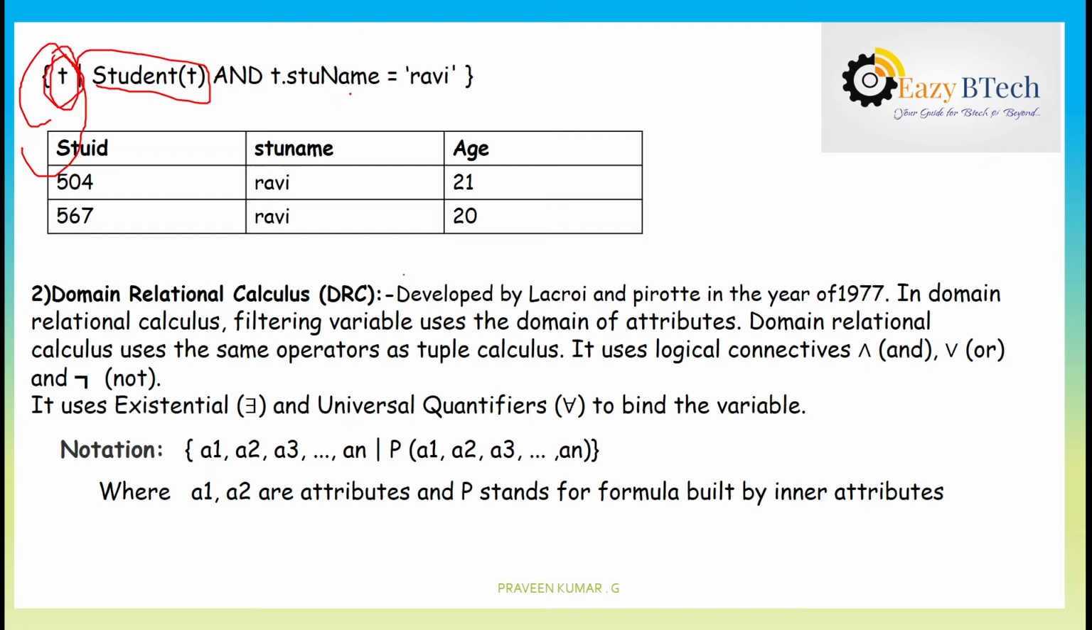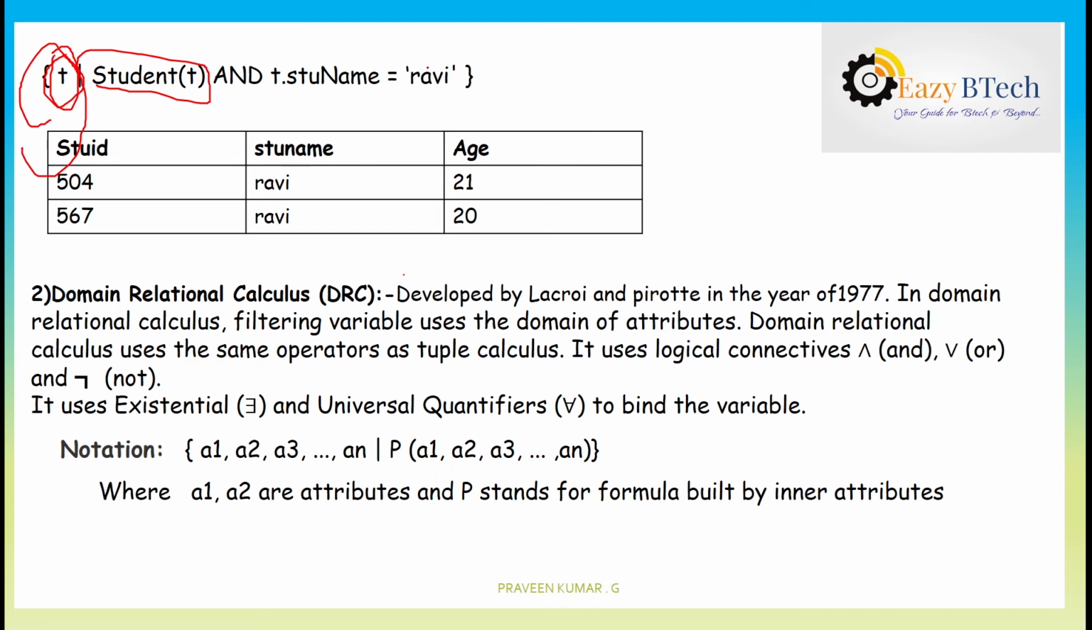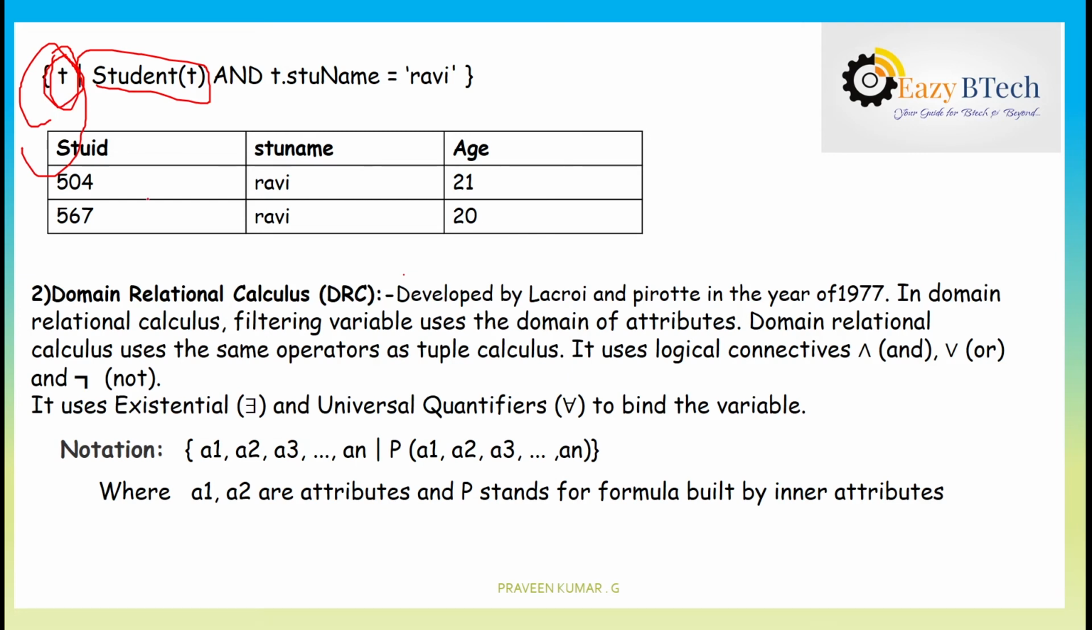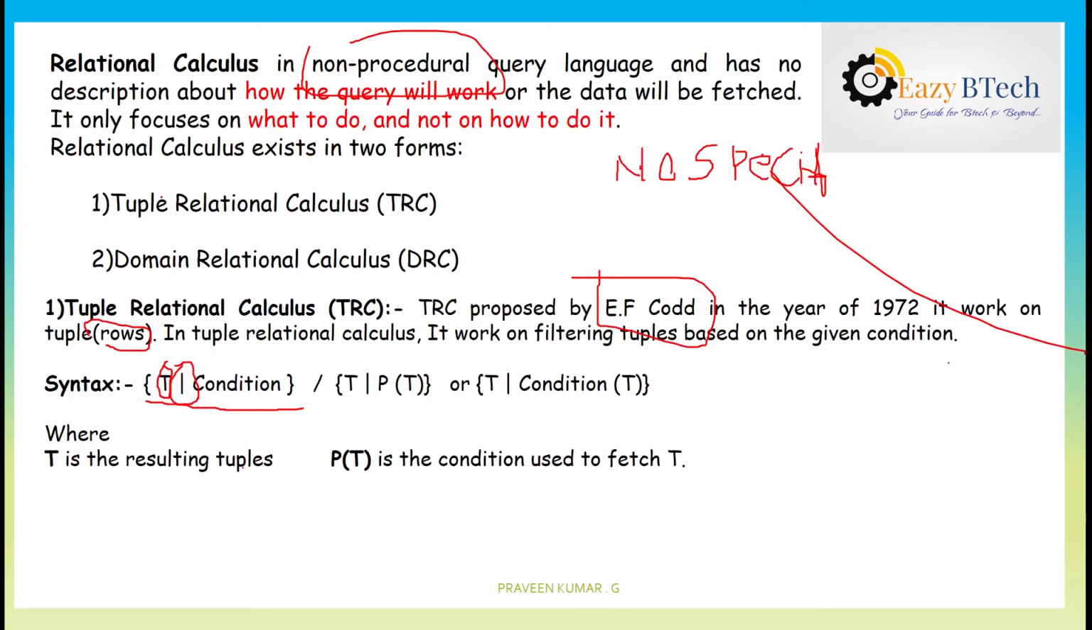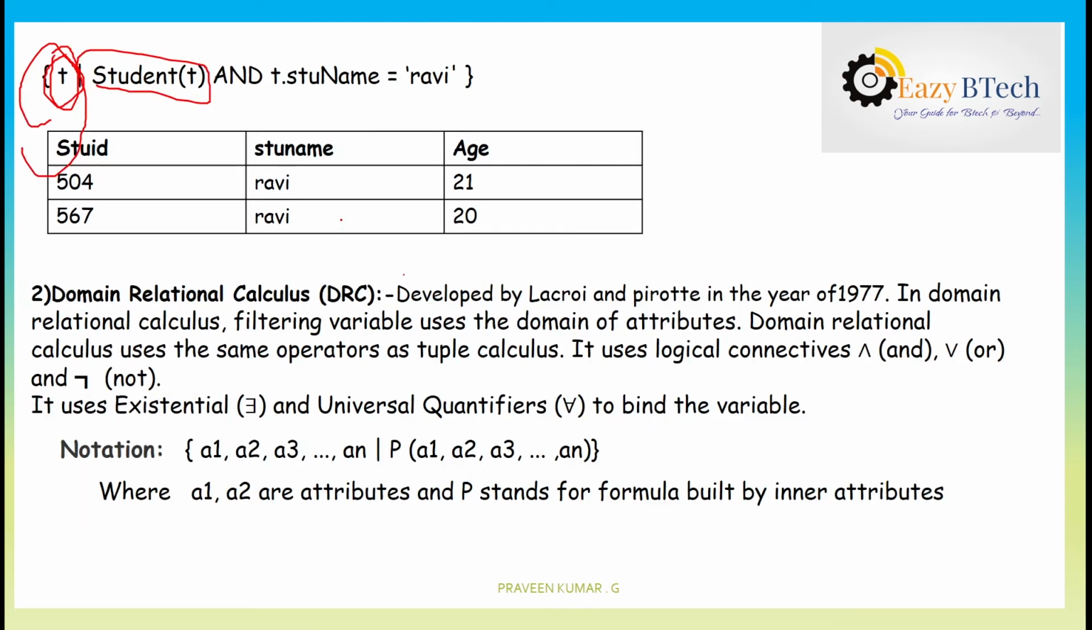Okay, here T dot student name equal Ravi. How many rows are in this particular table? We have a total of 5 rows. Out of 5 rows, 504 is Ravi and 567 is Ravi. That's why here we get Ravi and Ravi, student name equal Ravi. How many columns are here? Student number, student name and age. That's why here we print student number, student name and age.